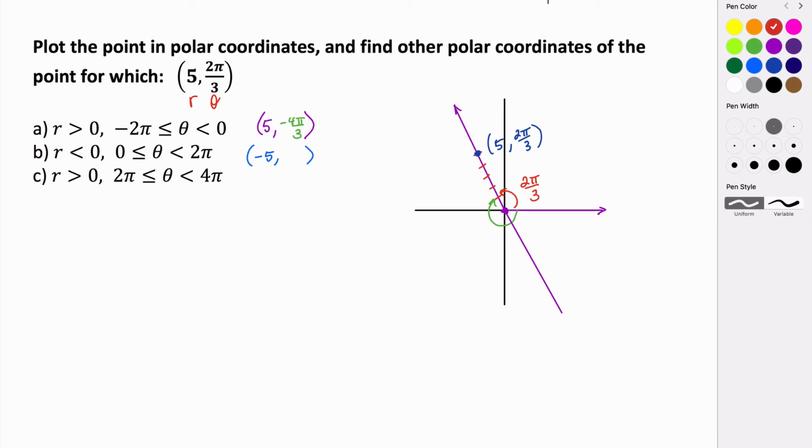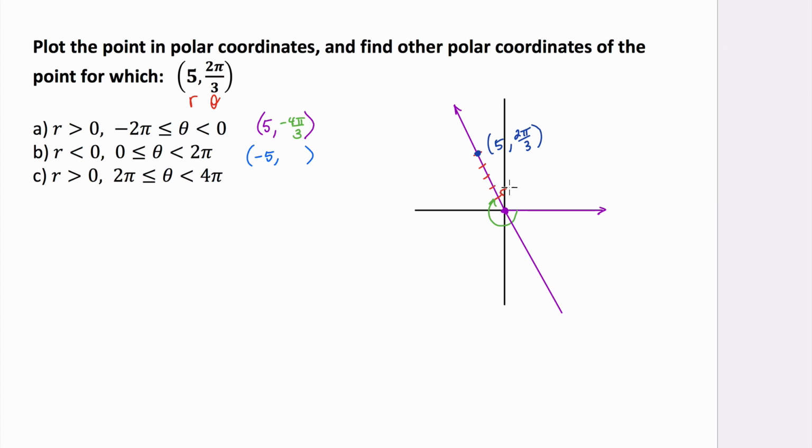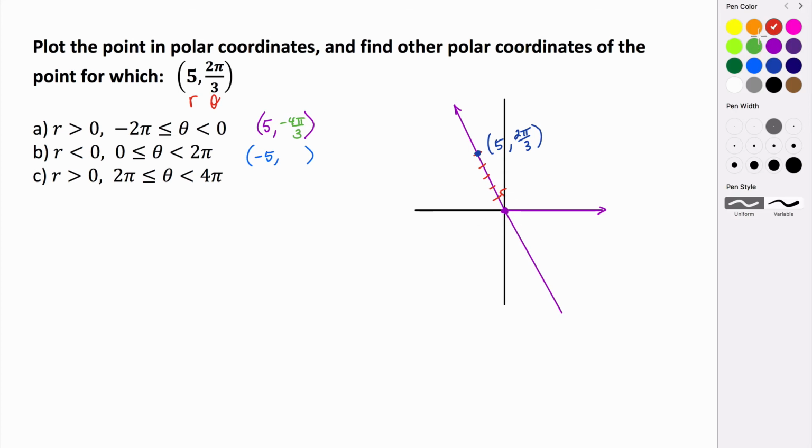Let me get rid of some of this stuff. Just clean it up a little bit. We want to figure out what this angle measure here is. Well, to get to this angle measure here, we know that we're just taking 2π/3 and adding half of a rotation, right? Because this forms a straight angle, so we're just adding π to this. So 2π/3 plus π, which is 3π/3, is going to be 5π/3.